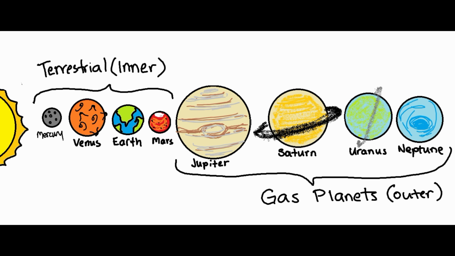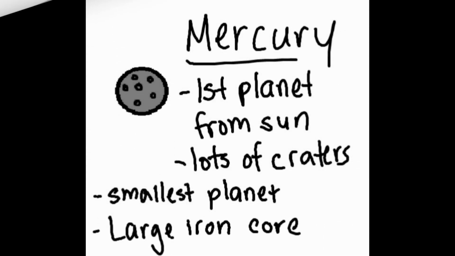Our 8 planets are broken up into inner planets and outer planets. The first 4 are inner, or terrestrial, and made of rock. The last 4 are gas planets, and they are made mostly out of gas. We'll take a look at all 8 of these planets individually. First off, we have Mercury, which is the smallest planet, the first and closest to the sun. It has a large iron core, and it looks very much like our moon.